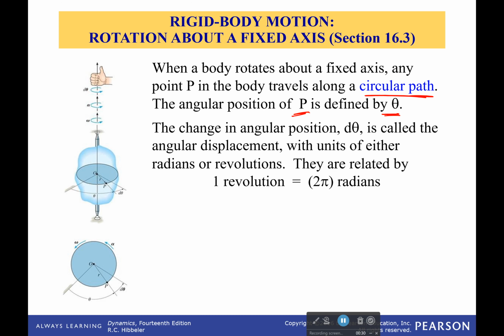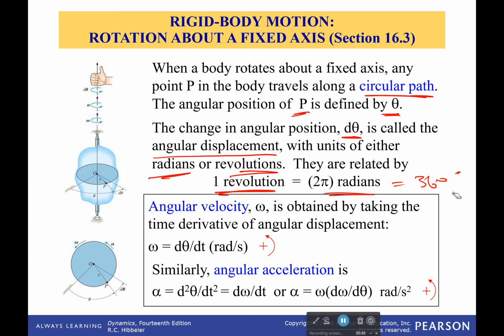Now that change in angular position, d theta, is called the angular displacement. It's going to have units of either radians or revolutions, where one revolution is 2 pi radians, which equals 360 degrees, but you never use degrees, always radians or revolutions. So our angular velocity and angular acceleration are going to be simply taking the derivatives of that.